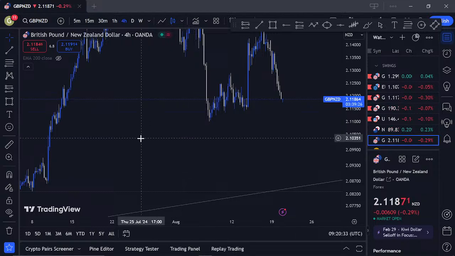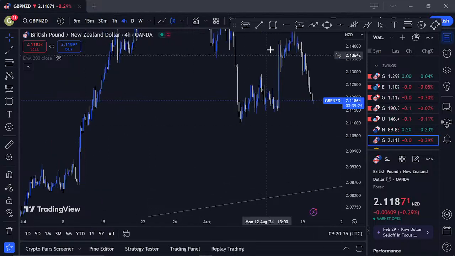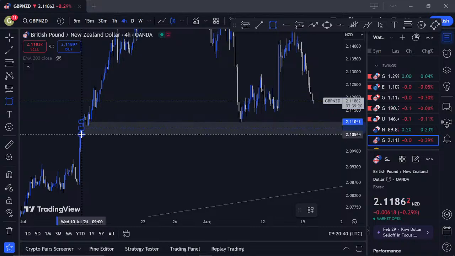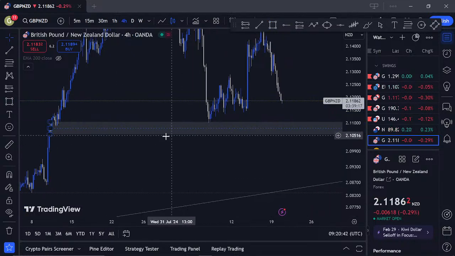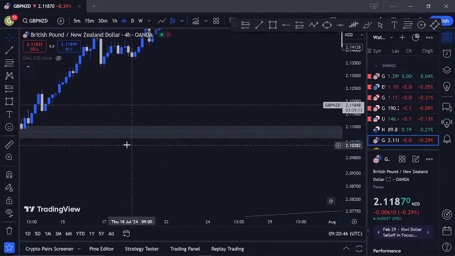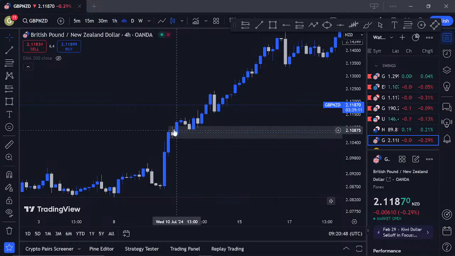So now let's take a look at it. So here is a supply level, right? A demand level right here. But this one seems to be mitigated already. So, okay, it hasn't been mitigated. Let me zoom into it. It hasn't been mitigated.